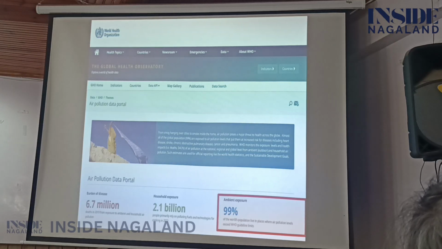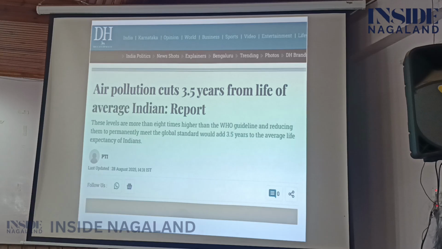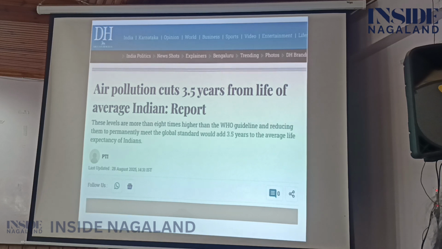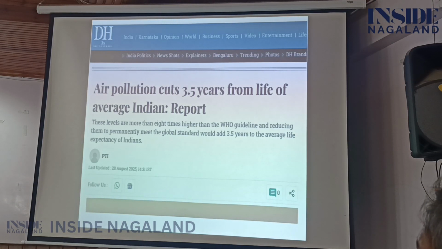According to the World Health Organization, 99% of the world population is breathing unsafe air. As per the latest report which was published just recently in the month of August 2025, the Air Quality Life Index 2025 report, they have mentioned that all of India breathes bad air. And in another report which was also published in the month of August 2025, they have mentioned that air pollution cuts 3.5 years from the life of an average Indian. That is depending upon the location which you are living in. They have also mentioned in the report that for people living in Delhi, their life is cut short by around 7 years. So depending upon the location where we are located, our life is also cut short because of air pollution. Now the studies have revealed that because of air pollution, there are lots of dementia cases in India.